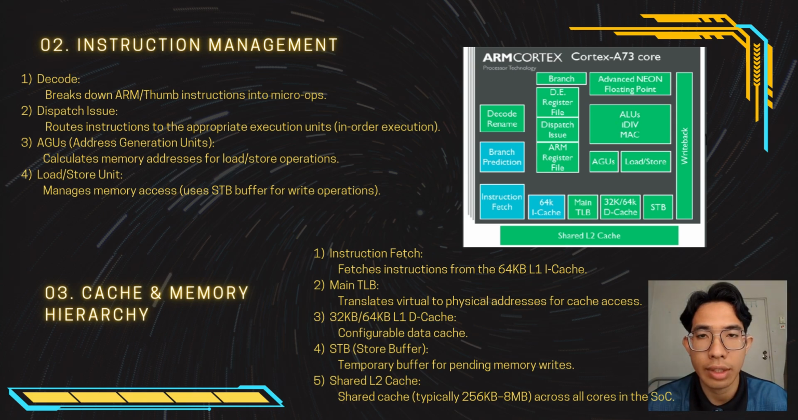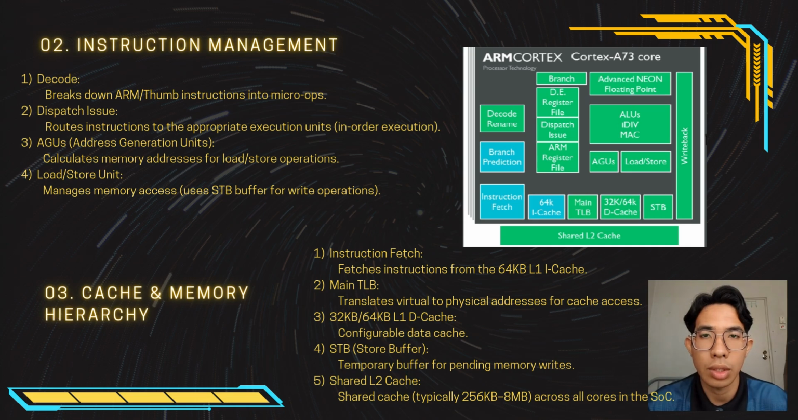Cache and memory hierarchy. First, instruction fetch: fetches instructions from the 64 KB L1 I-cache. Second, the main TLB translates virtual to physical addresses for cache access, so it acts as an address book for quick location tracking. Third, the 32 KB or 64 KB L1 D-cache, a configurable data cache, the fast-access front desk.